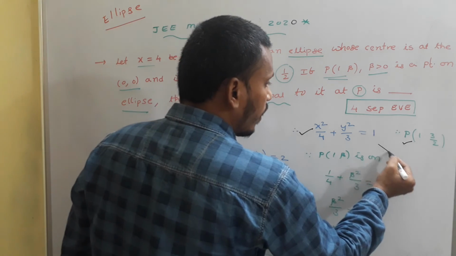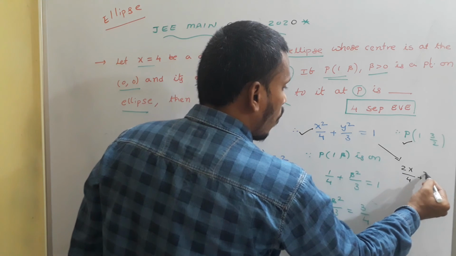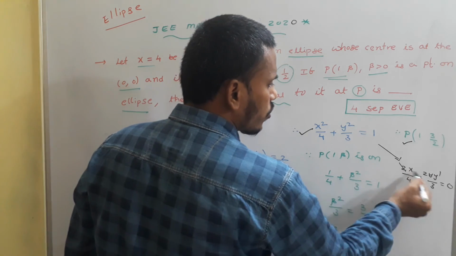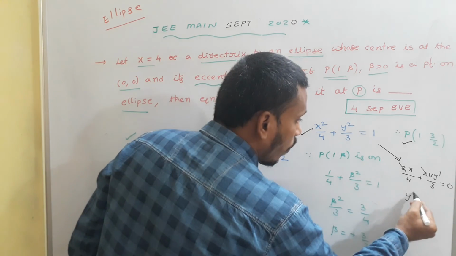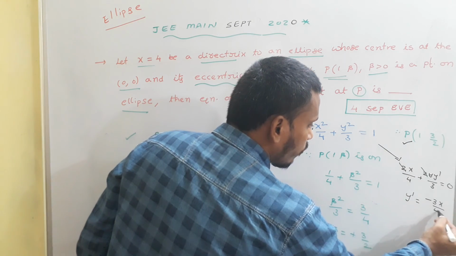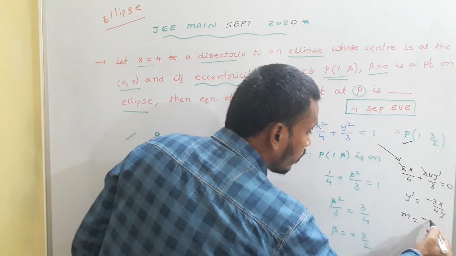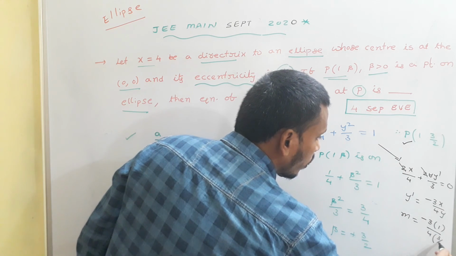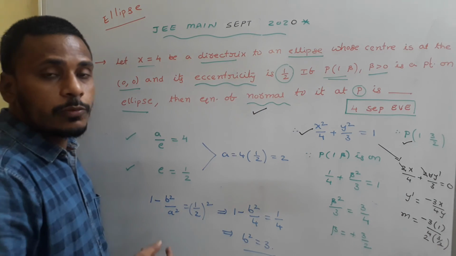For the slope of the tangent, I need the differentiation of this curve. So the derivative of x square is 2x by 4, and y square derivative is 2y y dash by 3, equal to 0. Since it is equal to 0, just neglect that 2. Then y dash is equal to minus 3x by 4y. Since it is y dash, the slope of the tangent at that point is nothing but minus 3 into 1 by 4 into 3/2. The 2's and the 3 will cancel. So the slope of the tangent is minus 1/2.